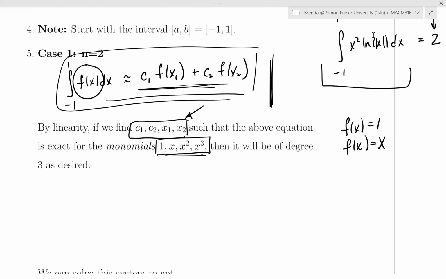Then, by the linearity of this situation, I'm going to say more about that. If I make it exact for these monomials, then this quadrature rule will be exact for all polynomials up to degree 3.